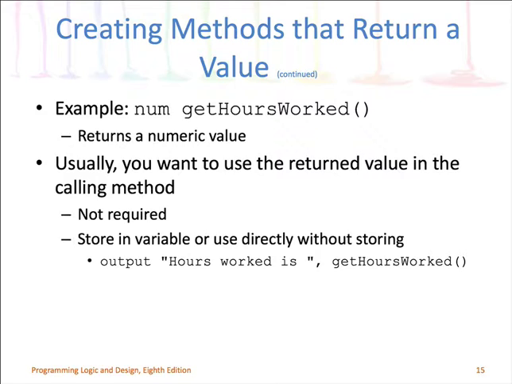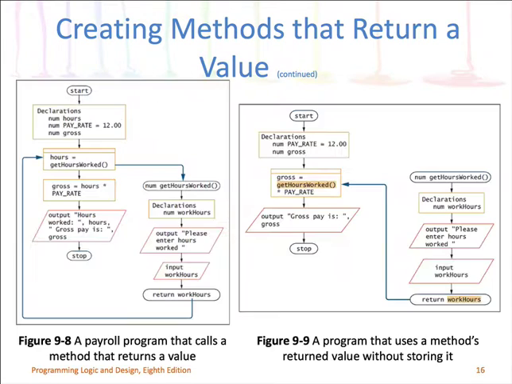It says that you usually want to use the return value in the calling method, but you don't have to. So for an example here, they're going to say hours worked is, followed by the numeric value that was returned by getHoursWorked. But they're saying what you would do a lot of times is store that in a variable and then print the value of the variable. You would definitely need to do that if that return value needed to be used again in your program. So here is an example.